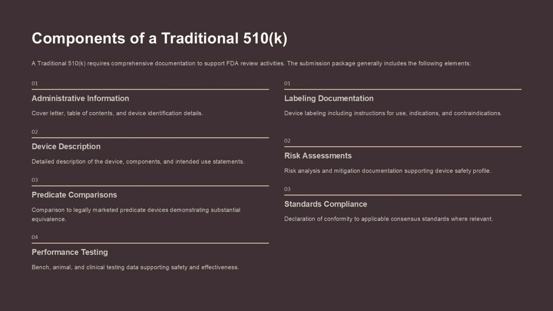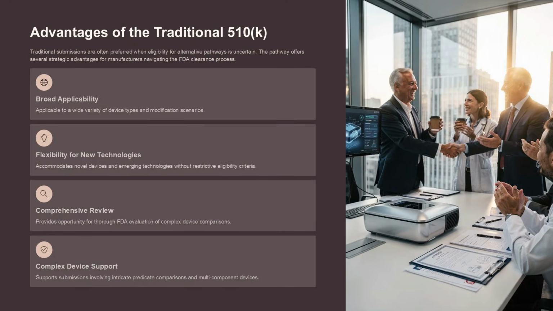The submission package generally includes administrative information, device description, predicate comparisons, performance testing, labeling documentation, risk assessments, and standards compliance. Traditional submissions are often preferred when eligibility for alternative pathways is uncertain. The pathway offers several strategic advantages for manufacturers navigating the FDA clearance process, including broad applicability, flexibility for new technologies, comprehensive review, and complex device support.